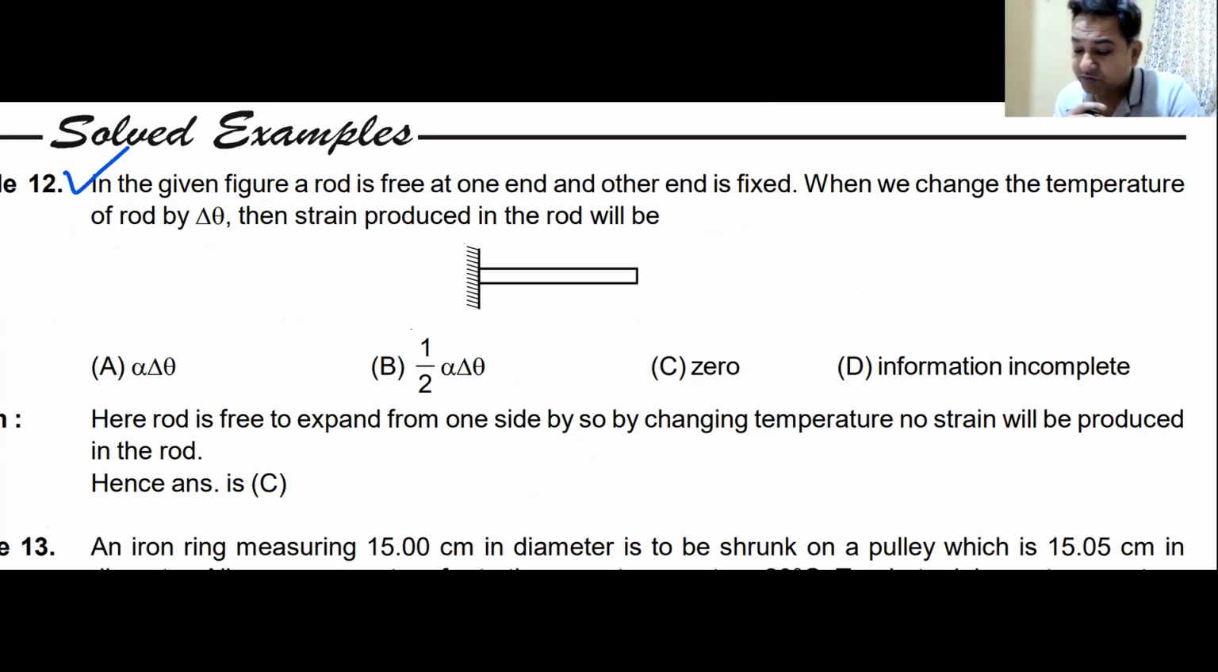This is example number 12. In the given figure, the rod is free at one end and the other end is fixed. I think I gave you this example. When we change the temperature of the rod by delta theta, what will be the strain produced in the rod? Zero. No strain because it is free to expand. So there is no strain. We move ahead.